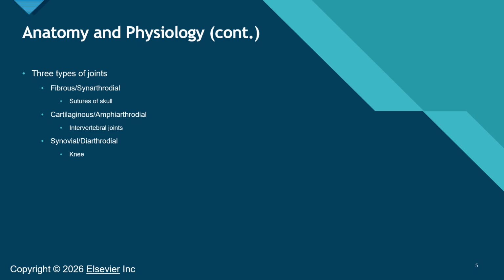There are three different types of joints in the body. Your fibrous or synarthroidal joints are firm and immovable, like the sutures of the skull. The cartilaginous or amphiarthrodal joints are slightly movable, like intervertebral joints. The final joint would be synovial or diarthrodal, which are freely movable, like your knee.